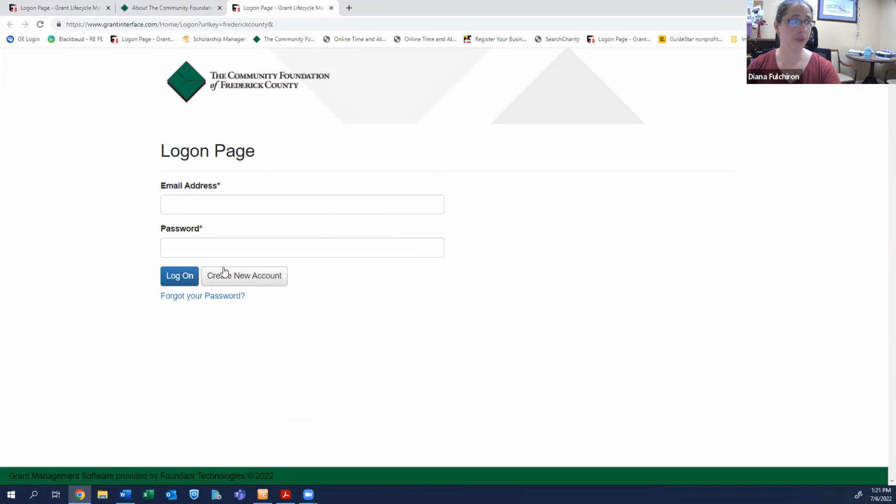If you're a new organization, you're going to hit the create new account button here, and it'll take you through all the steps of creating an account on Founded. One thing you're definitely going to need is your EIN number that's on your IRS determination letter. So the letter that you have from the IRS that says you are in fact a nonprofit, they're going to give you an EIN number, and you need that to be able to create your account.